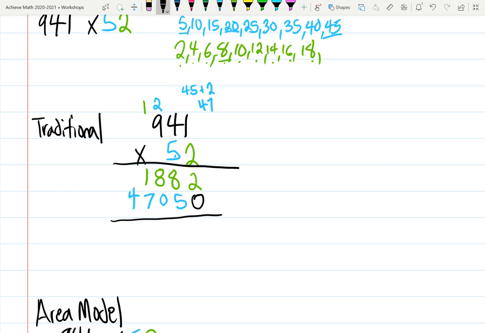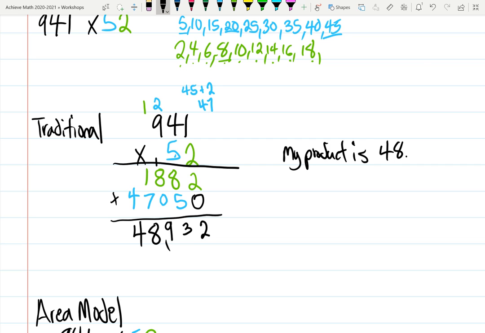Now I add. I get 2. 8 plus 5 is 13. Carry the 1. 8 plus 1 is 9. 8 and 4. Now, I have to make sure my answer is grammatically correct. I include a comma, and my product is 48,932.